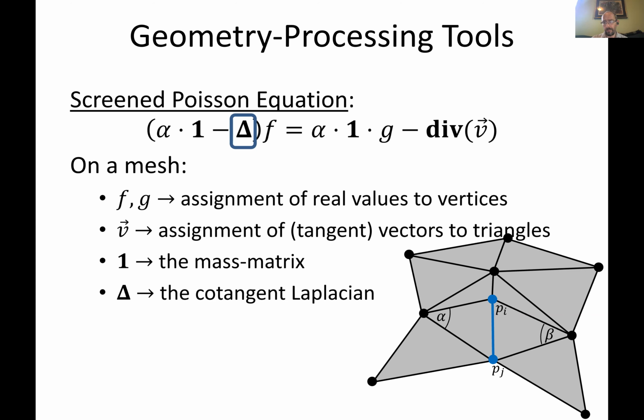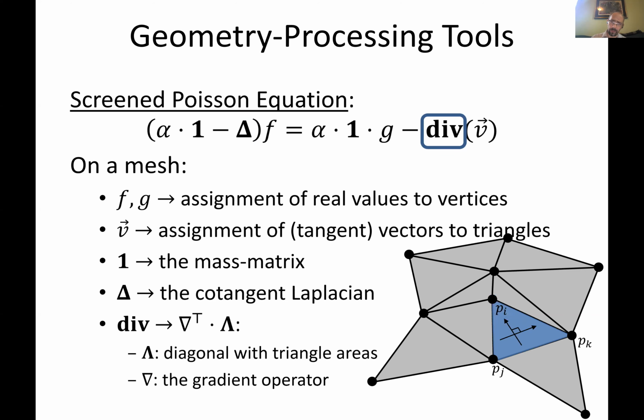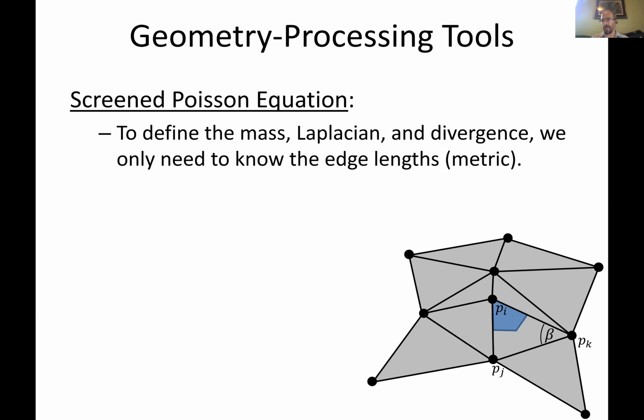Also well understood. And then finally, there's this divergence operator. It's kind of related to the gradient and to the notion of area of a triangle. Again, computable, not particularly hard, reasonably well understood in the geometry processing world. The key point is that all the operators needed to define this linear system are well defined and exist.